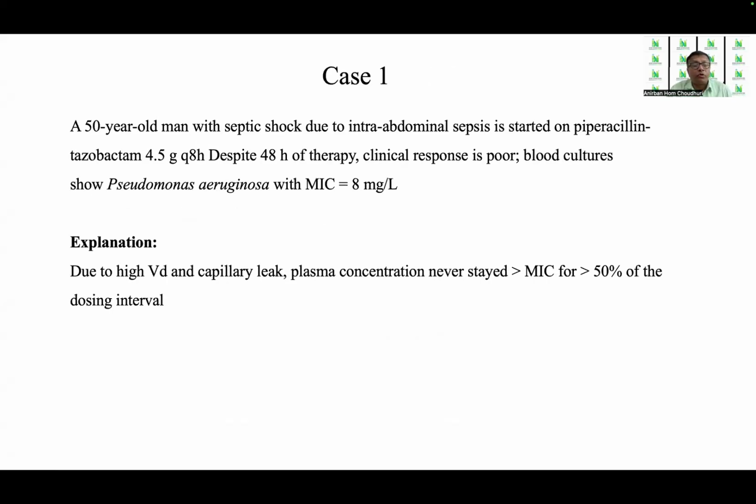Let us go through a few more cases. A 50-year-old man with septic shock due to intra-abdominal sepsis is started on Piptaz 4.5 gram 8 hourly. Despite 48 hours of therapy, clinical response is poor. Blood culture grows Pseudomonas aeruginosa with MIC of 8. The explanation is that due to high volume of distribution and capillary leak, plasma concentrations never stayed above MIC for more than 50% of the dosing interval, and this was the reason why it didn't work.